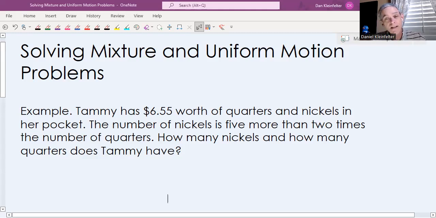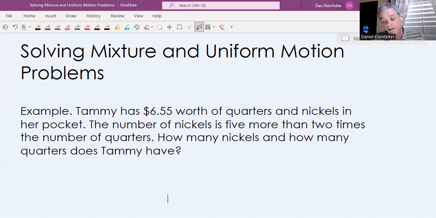It says Tammy has $6.55 worth of quarters and nickels in her pocket. The number of nickels is 5 more than 2 times the number of quarters. How many nickels and how many quarters does Tammy have? You can set this up using two variables and a system of equations. Our approach throughout this whole video is to do this using just one variable. Even though it's asking us for two different things, we're going to express that second thing in terms of that first variable.